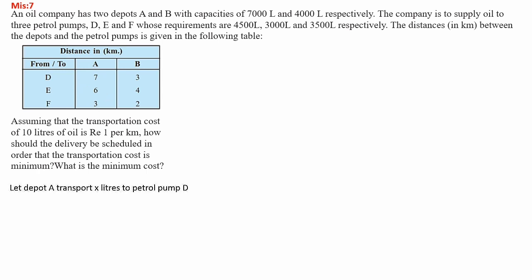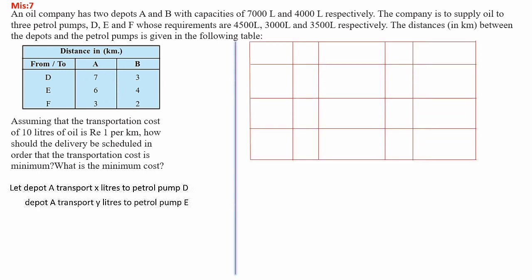For that, let's take the assumption first. Depot A transports X liters to petrol pump D, and depot A transports Y liters to petrol pump E. So by using this X and Y, like the previous question, we will connect the remaining depots and the petrol pumps. Now we have to convert this table. For that, let's write to D, E, F as it is written, and from A, that is 7, 6 and 3. A to D is 7, A to E is 6 kilometers, A to F is 3 kilometers. And here it is given that 10 liters of oil is rupees 1 per kilometer. That we have to use for conversion.